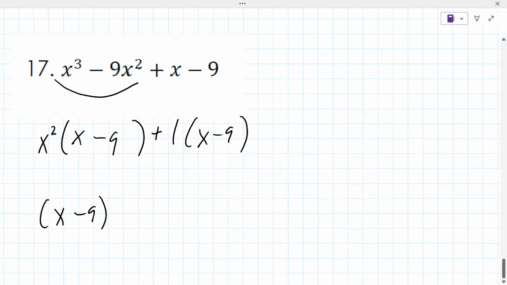If you notice the instructions say factor completely, the more you do these, the more you'll see when you actually stop. So in this case, it'd be x minus 9 and then x squared is 1. Good. Okay, so now we can go back and do number 9, which is very similar.